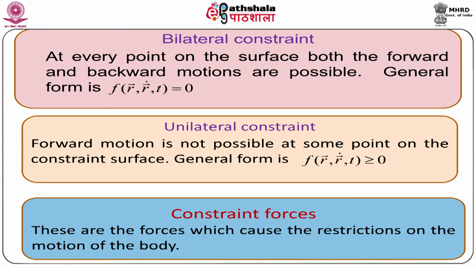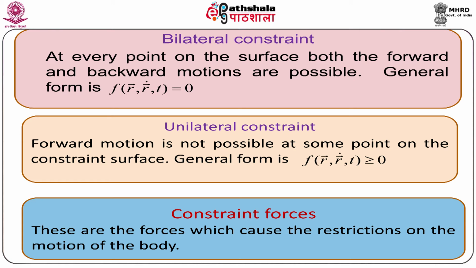In case of bilateral constraint, we have mentioned that forward and backward motions are possible. So, we have the relation with greater or equal to as well as less or equal to sign, which finally gives equality sign. On the other hand, in case of unilateral constraint, forward motion is not possible at a particular point on the constrained surface. As a result, only the backward motion is possible. So, general form of such type of constraint is given by small f function of r vector, r vector dot, comma t greater or equal to 0. r gives the positional vector, r vector dot is the velocity, t is the time.